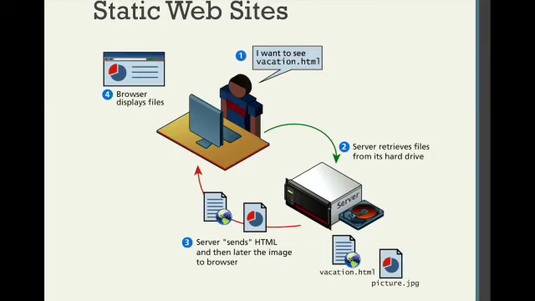So this figure shows how a static website works. When a user's browser makes a request for a web page, that request goes to the server. The server retrieves the files from its hard drive and sends these files back to the browser. And the browser then displays the HTML page from the files retrieved from the server.